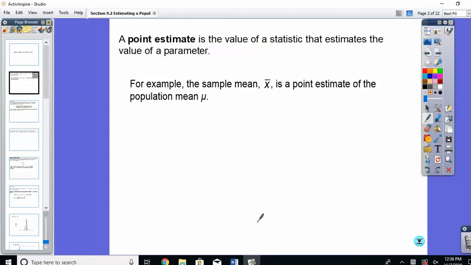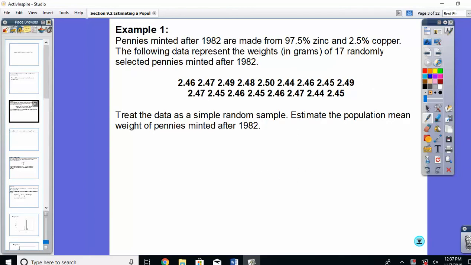We've been talking about the point estimate for p-hat, but the next step is the point estimate for x-bar, the sample mean. So, first example. Pennies minted after 1982 are made from 97.5% zinc and 2.5% copper. The following data represents the weights of 17 randomly selected pennies minted after 1982. Treating the data as a simple random sample, estimate the population mean weight of pennies after 1982.